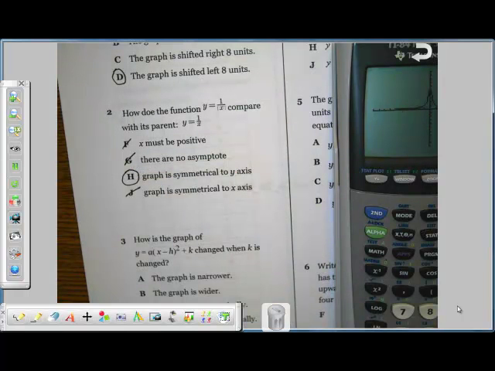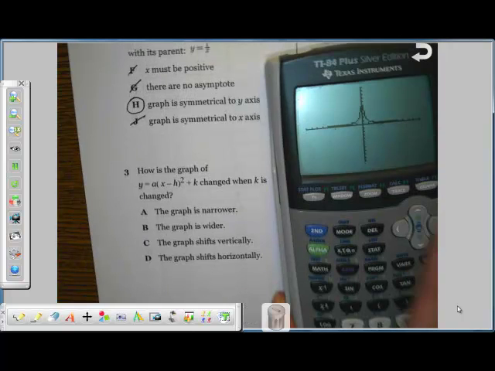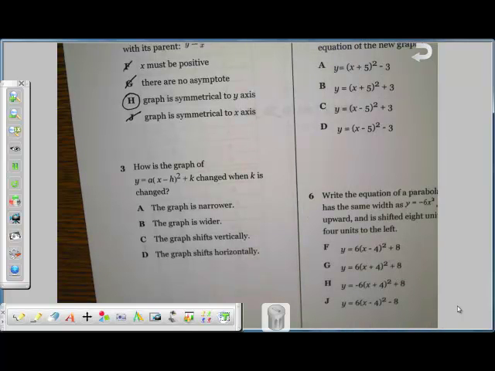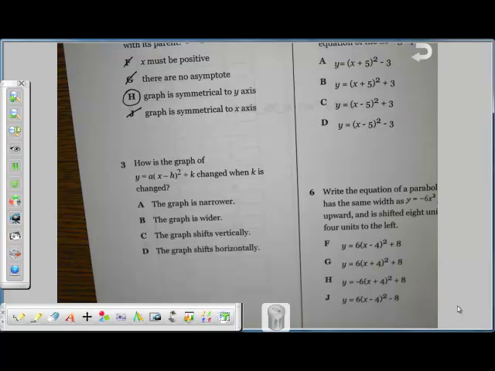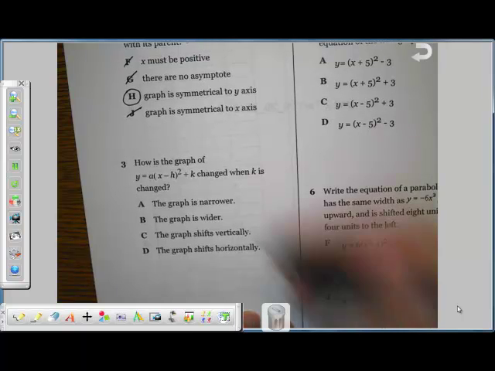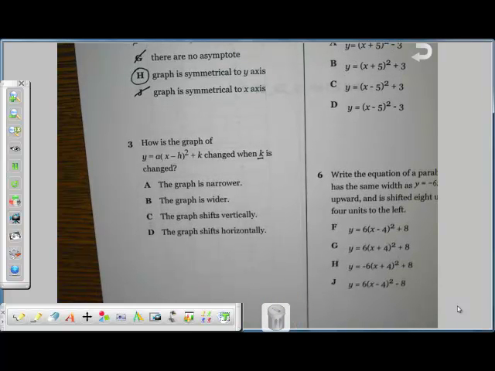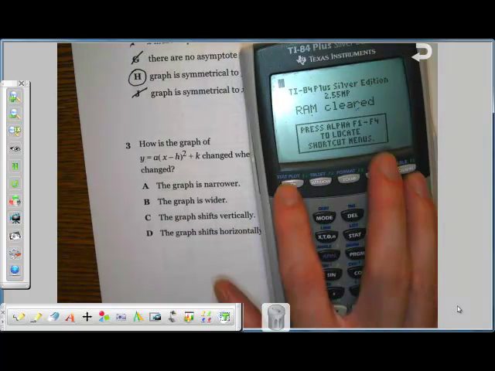Okay, now let's take a look at number 3. Now, number 3 is a little bit abstract because they did not give you a number. They asked you to see what happens when k is changed. Now, if I don't know my formulas forward, backwards, up, and down, I'm going to just pick 2 numbers and just go with it.